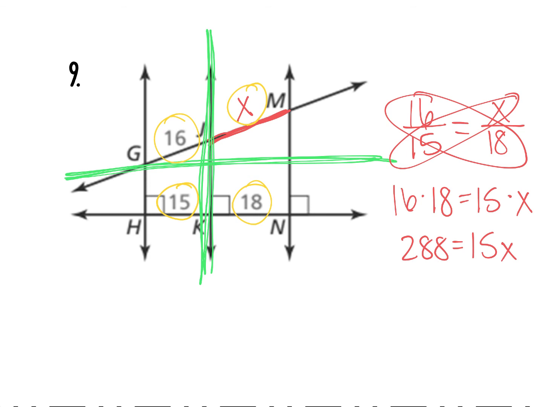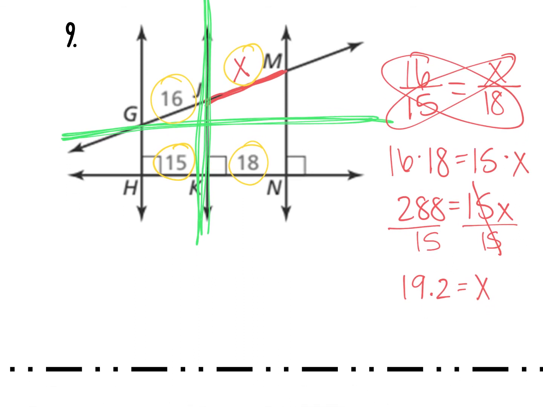And then last step, we want to get rid of that 15, so we're going to divide both sides by it. 288 divided by 15 is going to give us 19.2. And the 15s cancel out and leave us with X. So right here, we're saying X equals 19.2, and they're asking for the missing side, so our missing side is JM, which is 19.2.